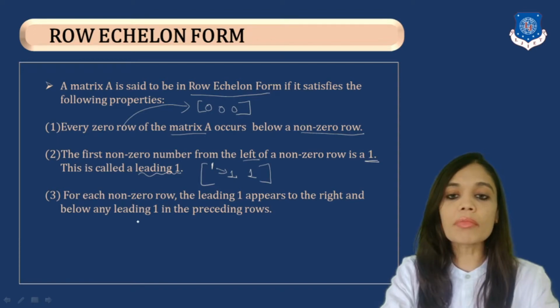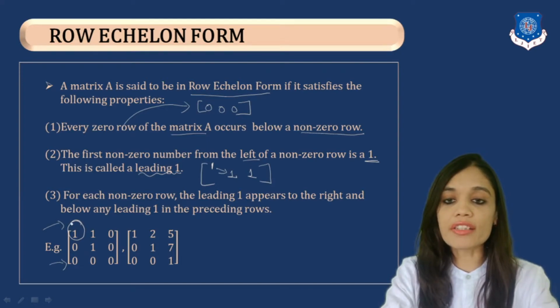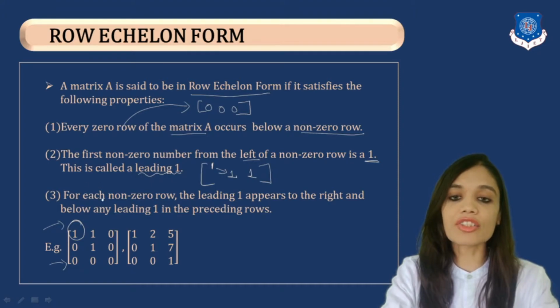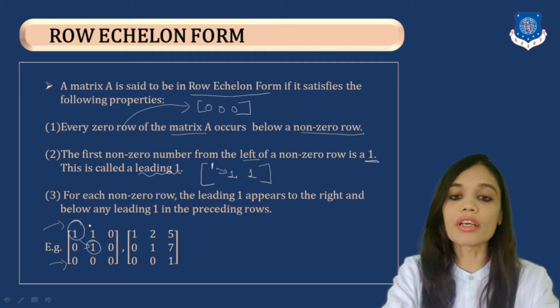Let me give you some examples. This matrix is 1 1 0, 0 1 0, 0 0 0. If you are given such a matrix, you can see that the zero row is at the last, so the first condition is satisfied. Next, the first non-zero number from the left should be 1. Here you can see this is 1, and this is known as a leading one. And the next condition, the next leading one should appear to the right and below any leading one in the preceding rows. The third condition is also satisfied. Hence, this matrix is in row echelon form.